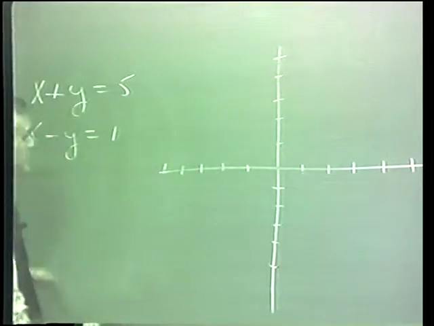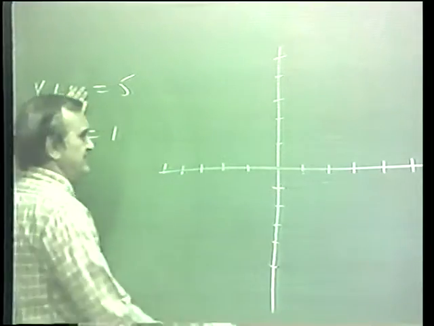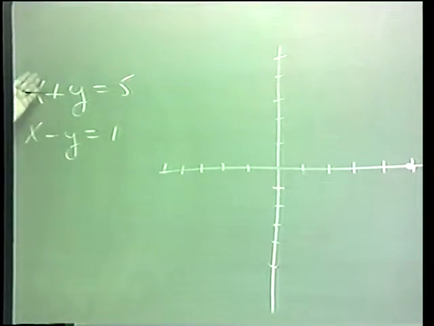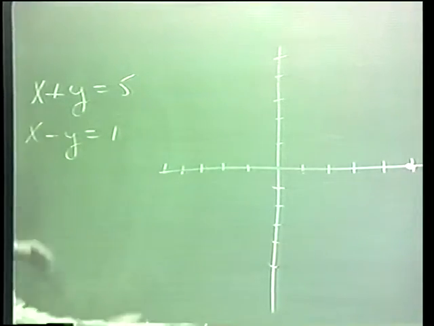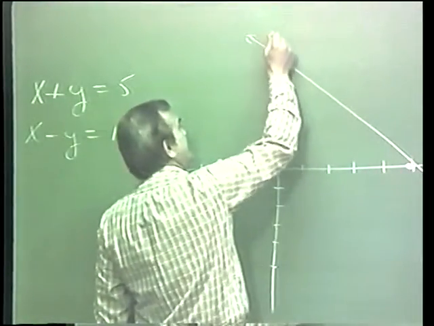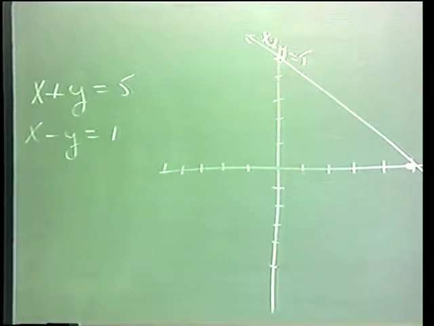Our first line, X plus Y equal 5. Well, I'm going to graph this by the intercept method. When it crosses the x-axis, y is 0, so you get x equal 5. When it crosses the y-axis, x is 0, so you get y equal 5. So you have your line. And the name of the line is x plus y equal 5. There is the first line.